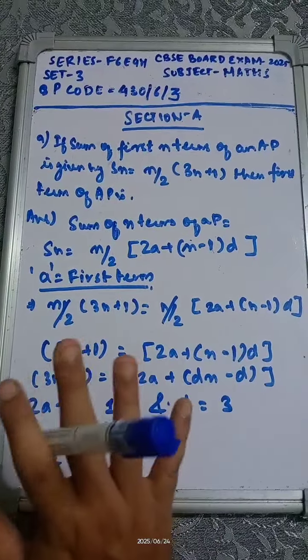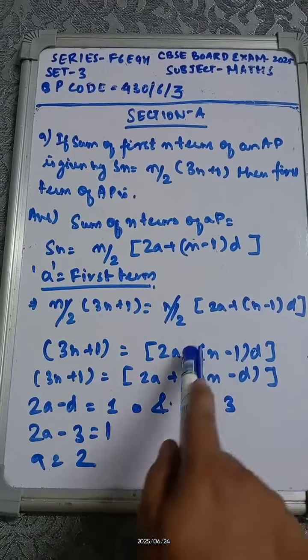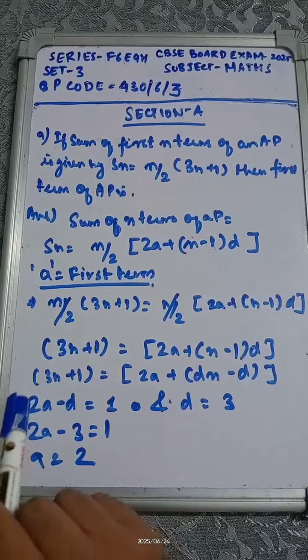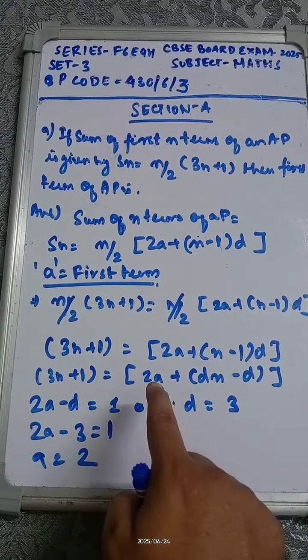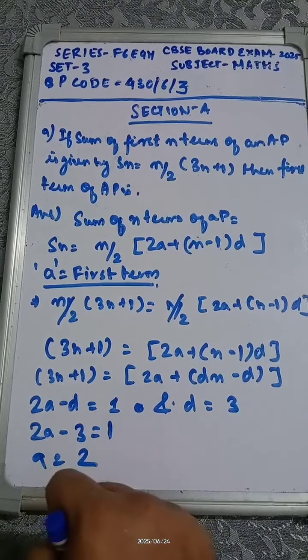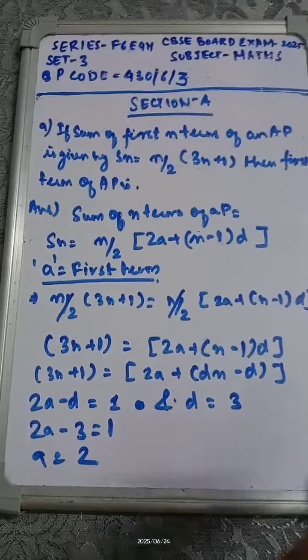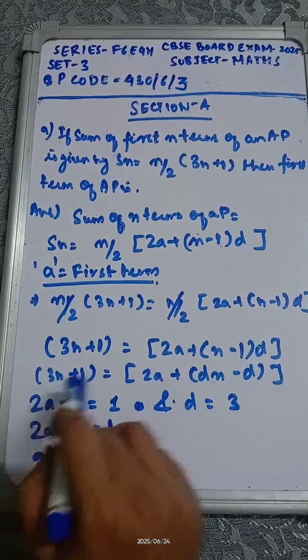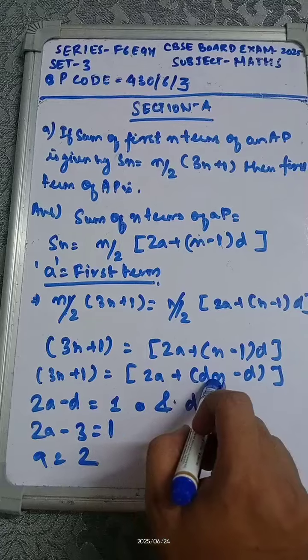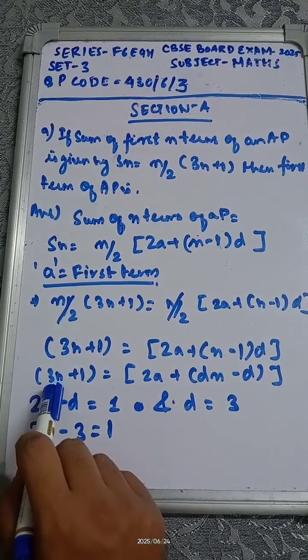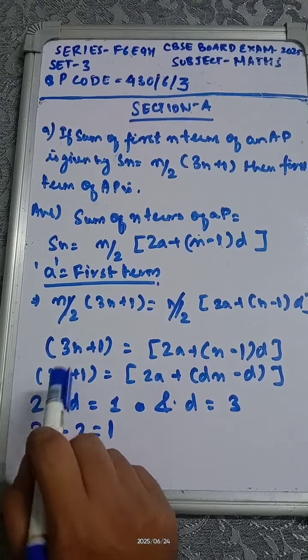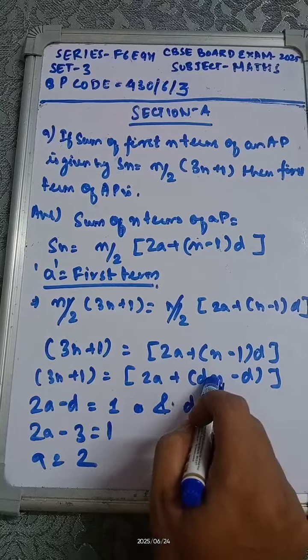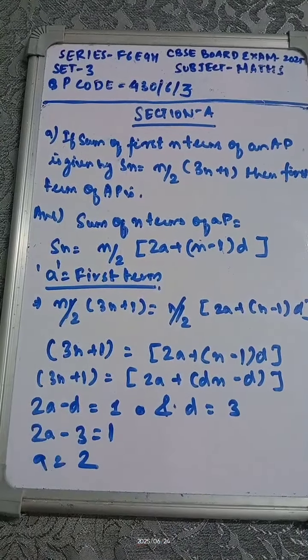2a, let's keep it as it is. d into (n minus 1) will give you dn minus d. Now the common difference or the first term of the AP is definitely going to be a constant, but this n term is not constant. This is a variable. So the n term we have here, that is dn, and on the left hand side we have the n term, that is 3n. So definitely this variable term is going to be equal to this variable term.